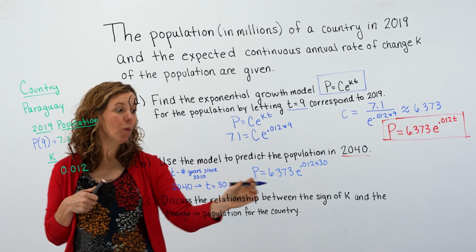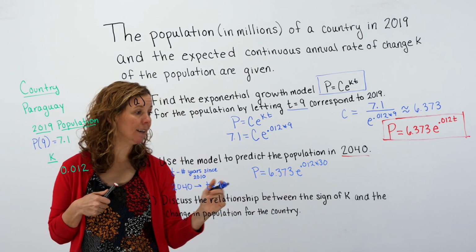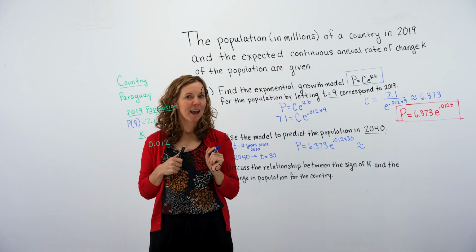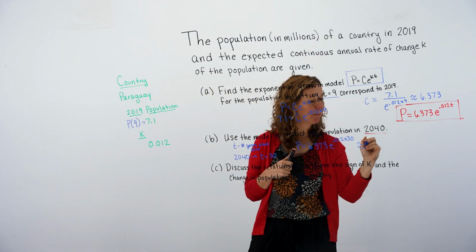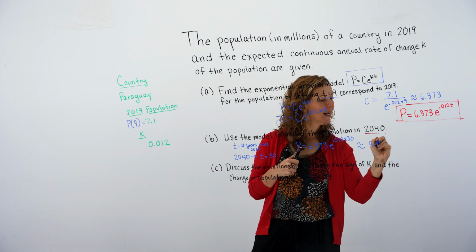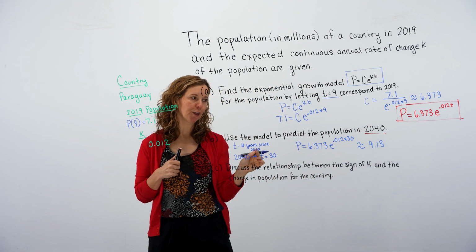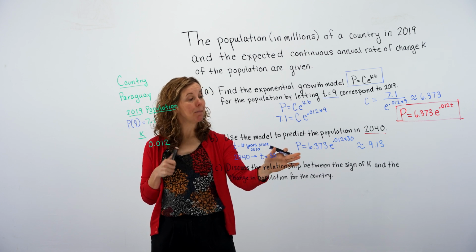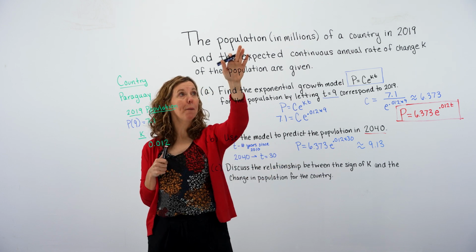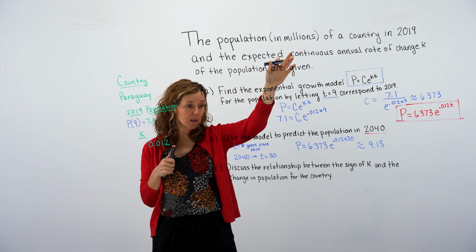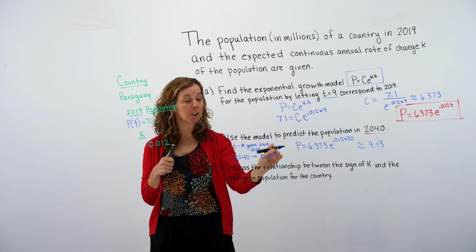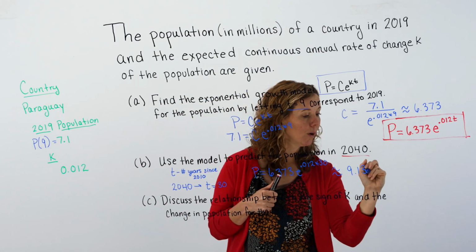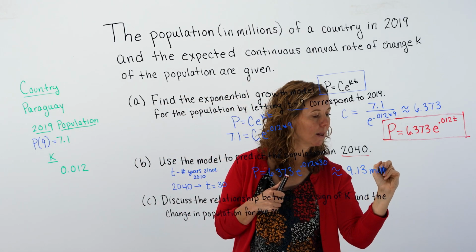At this point, we can again enter this information into a calculator to get an approximation for the population. And when we do that, we find that the population is approximately 9.13. Now we want to be careful. We're interpreting a population here. Remember, the population is in millions, and so that means that a good prediction for the population in 2040 would be 9.13 million people.